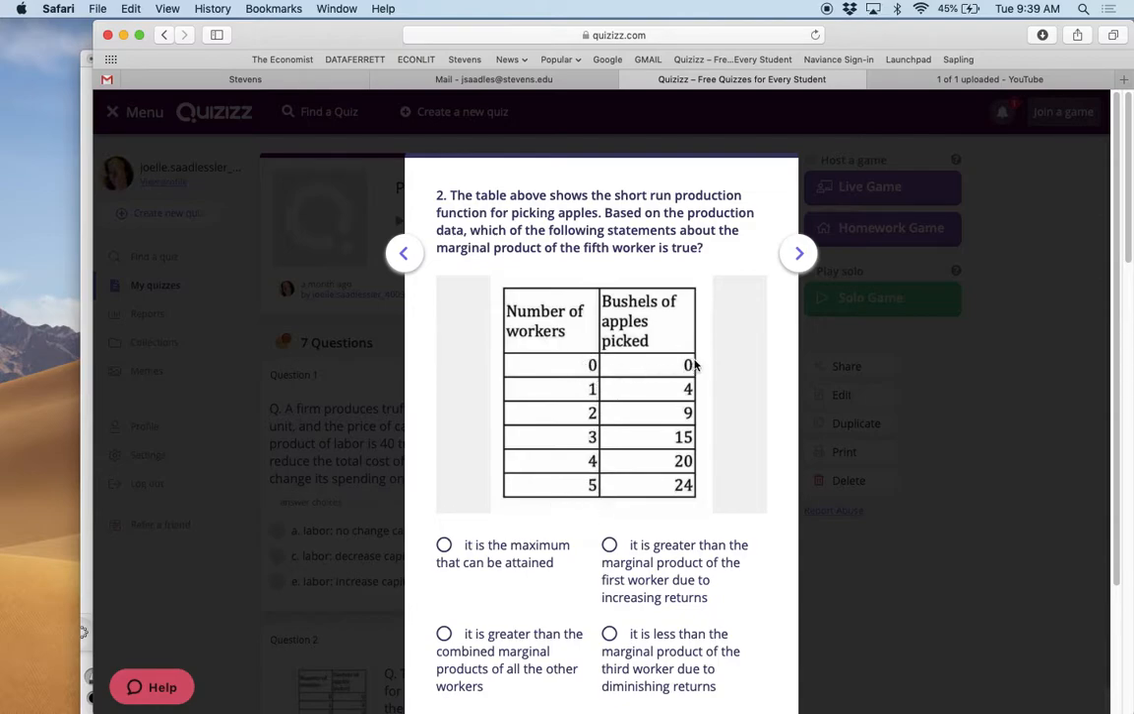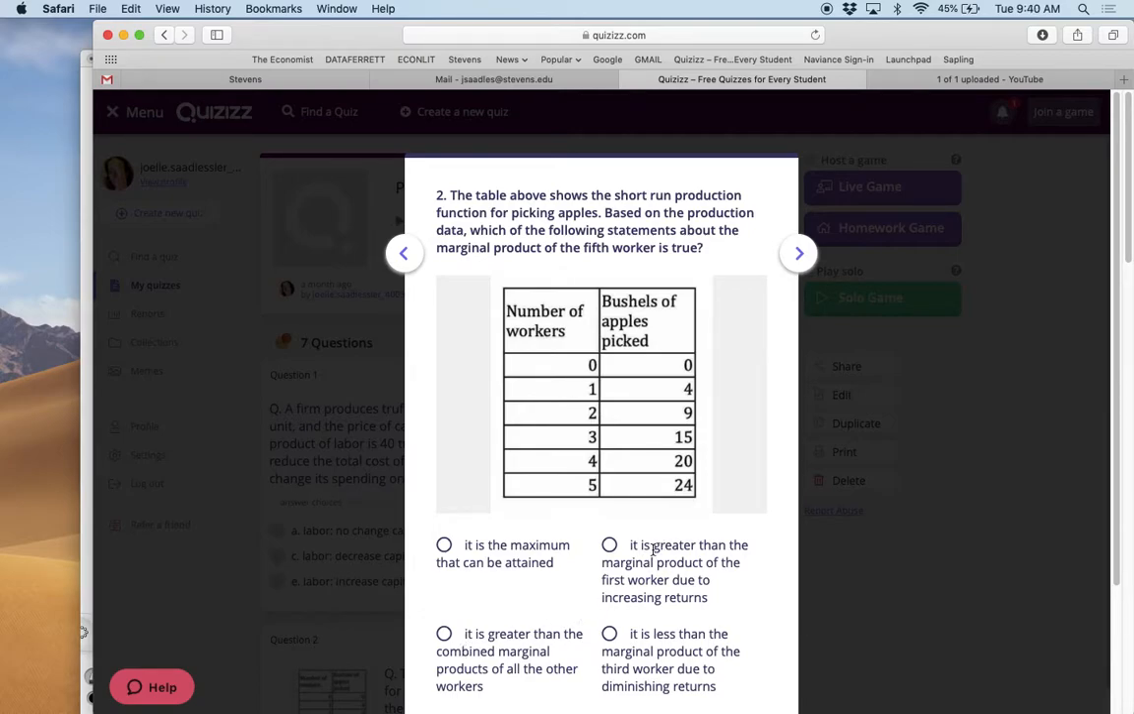Well, let's see. The marginal product of the first worker is 4. The second, it's 5. The third, it's 6. The fourth, it's 5. And the fifth is 4. So the marginal product of the fifth worker is certainly not the highest. In fact, marginal product is highest for the third worker because the third worker gets you a marginal product of 6.